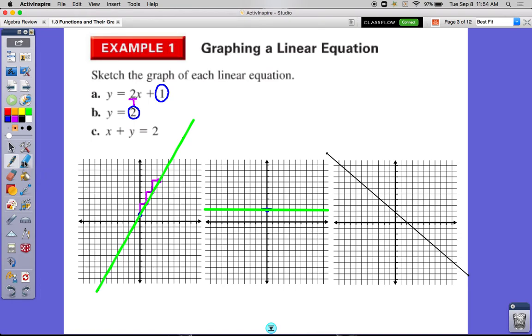The next one is going to graph a little bit differently. As you notice, this one is not just in one variable. This one is not solved for y, so you've got a couple of options. If you really want to, you can go ahead and solve for y yourself. But in situations like this, one easy way to graph those is to graph by what we call intercepts. That's using both the x and the y intercept.